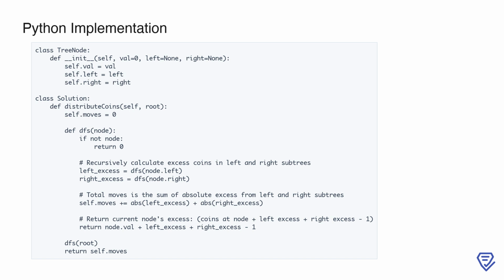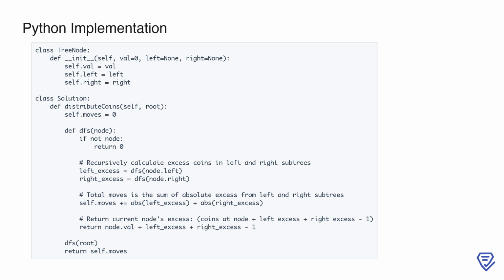Here is a line-by-line explanation. 1. We define a tree node class to represent nodes in the binary tree. Each node has a value, val, a left child, and a right child. 2. In the solution class, the distributeCoins method is defined. This method initializes a moves variable to 0, which will track the total number of moves required.